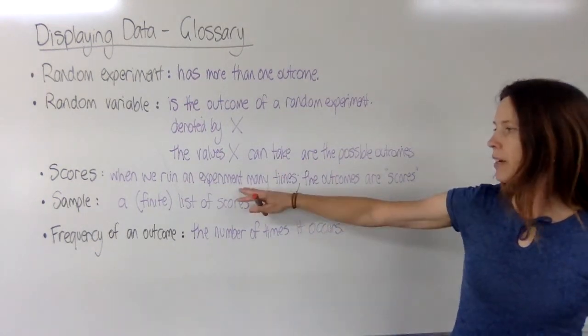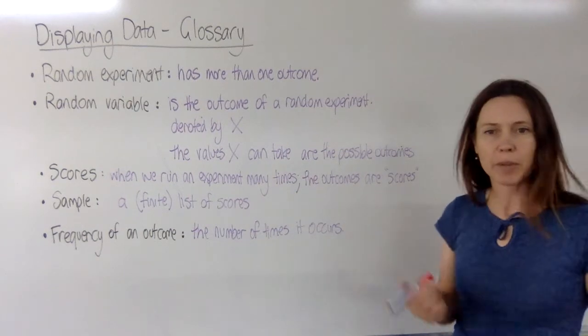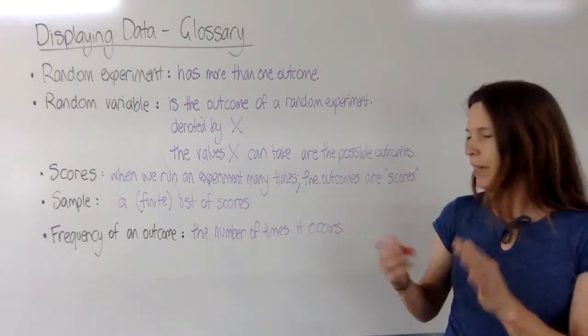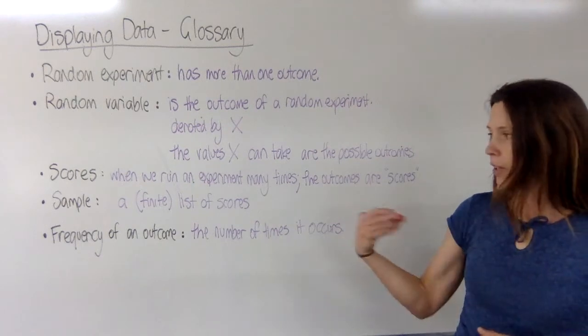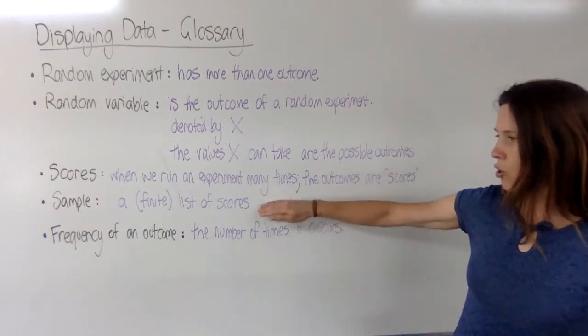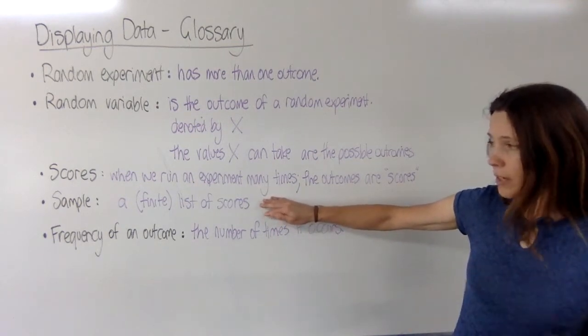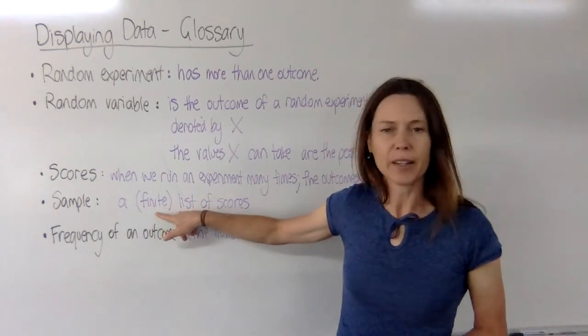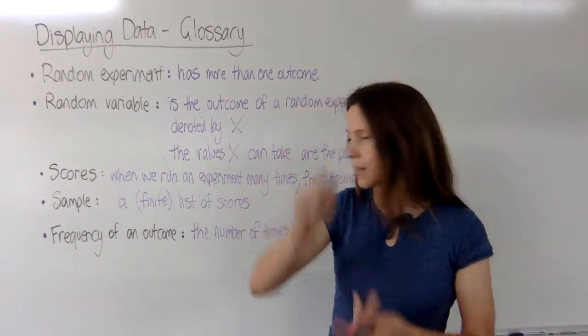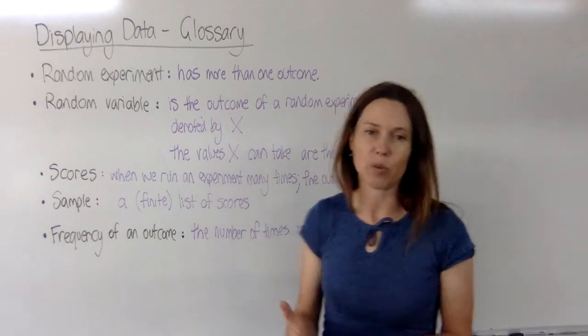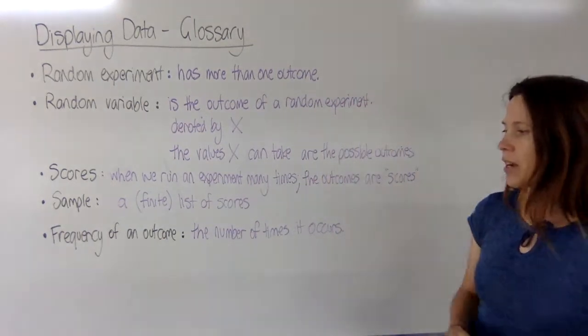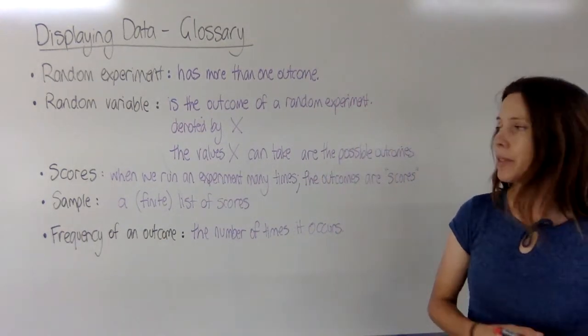Scores. Now when we run an experiment lots of times, the outcomes become called scores, and that makes a little bit more sense. In a moment I'll give you an example that should help with that. Now if you have a whole list of scores, and we say it's finite because we need an actual list that ends somewhere, we call that a sample. And then the frequency of an outcome is just the number of times that it happens.